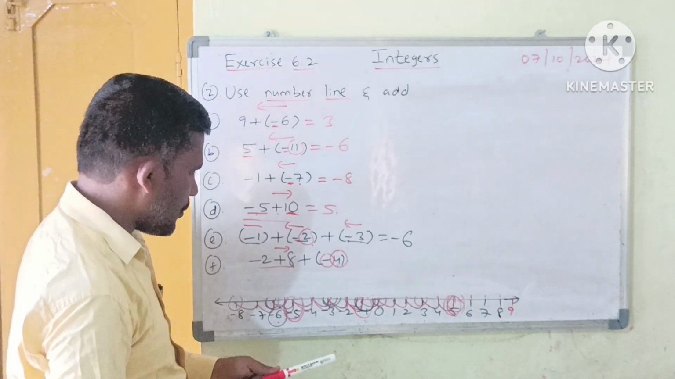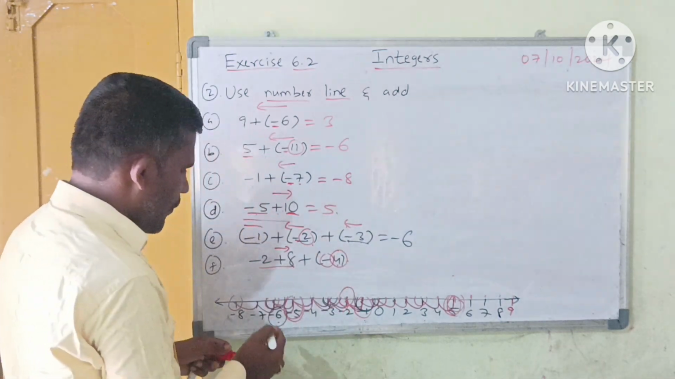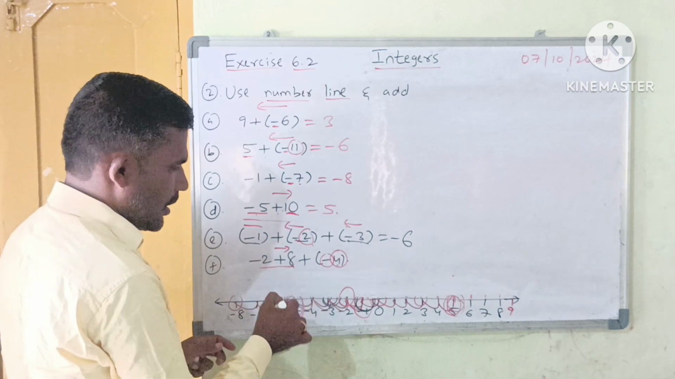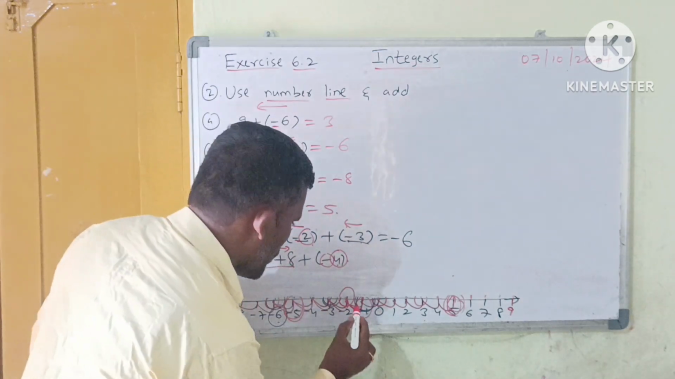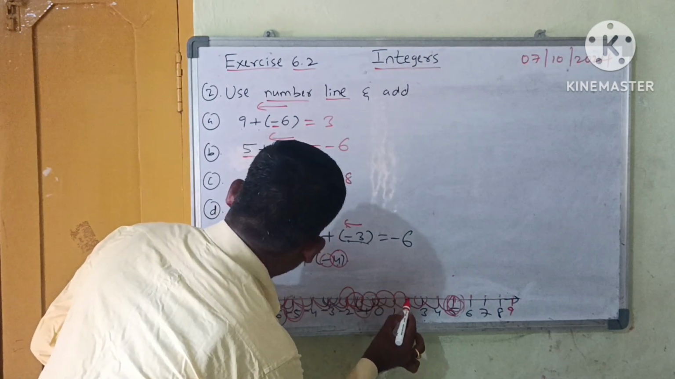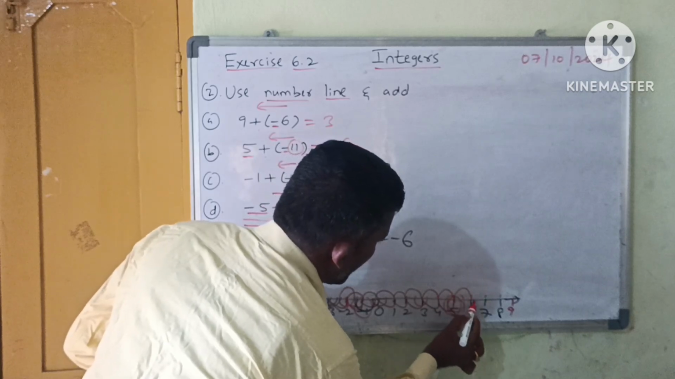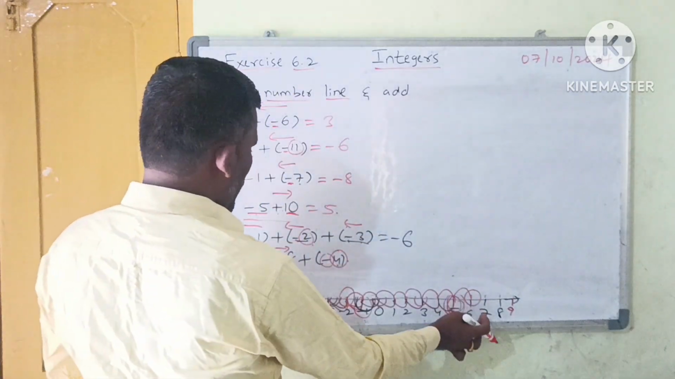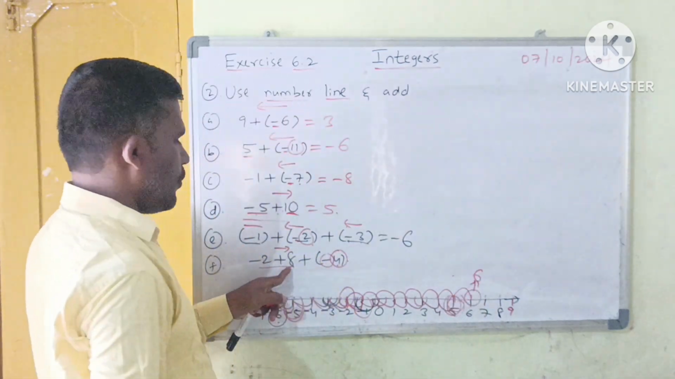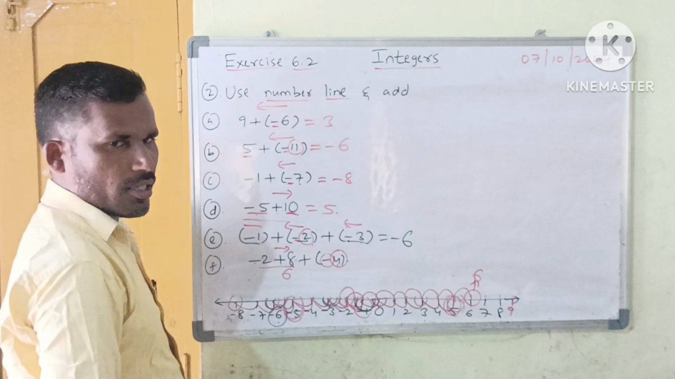So then I started at -2. From the -2 you have to move to right side, because plus 8 units we have to move. So 1, 2, 3, 4, 5, 6, 7, 8. When we move to right side 8 steps, we stopped at 6. That is, -2 plus 8 is 6.